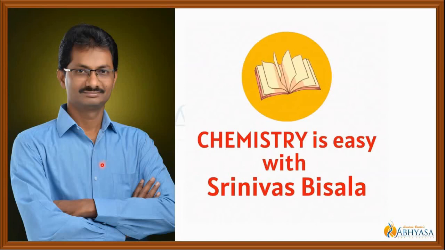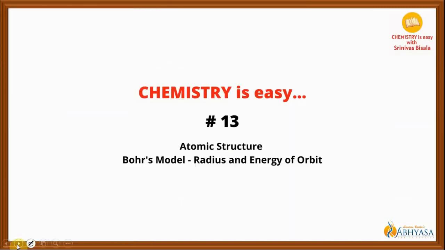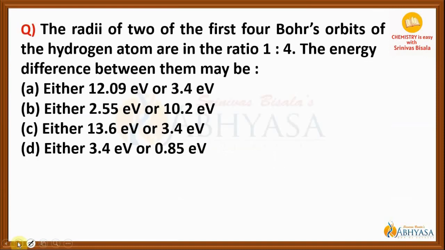In this video, we shall solve a numerical related to Bohr's atomic model, and the numerical is a combined concept of radius of orbit and energy of orbit. Let's see the numerical. The radii of two of the first four orbits of hydrogen atom are in the ratio of 1:4, and we need to find out the energy difference between them. Let me tell you how to solve this.